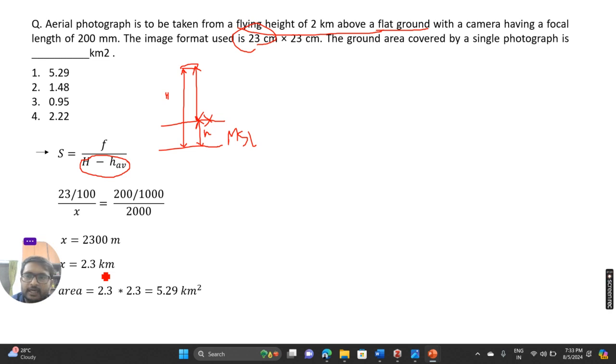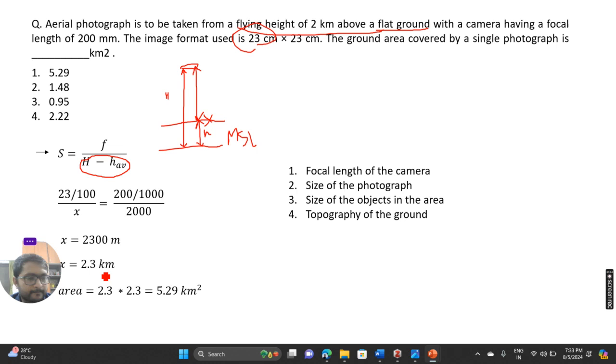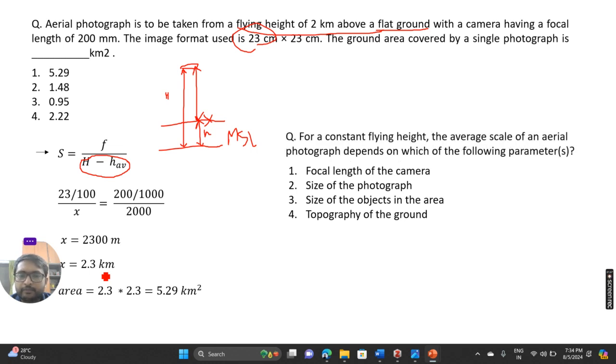Any doubt in this? Okay, so there was a small catch that they have directly given H minus h average to you. Now based on that, we have the next question: in this formula of scale, if we consider a constant flying height, capital H, then the average scale of an aerial photograph depends on which of the following parameters? So what will be the answer?